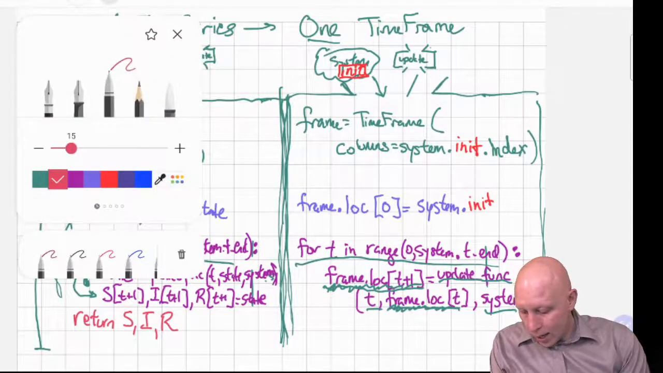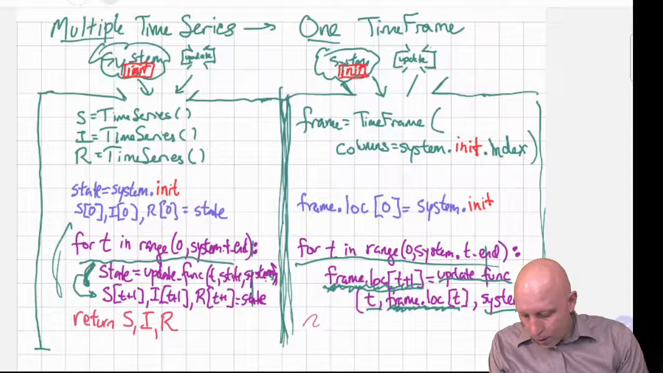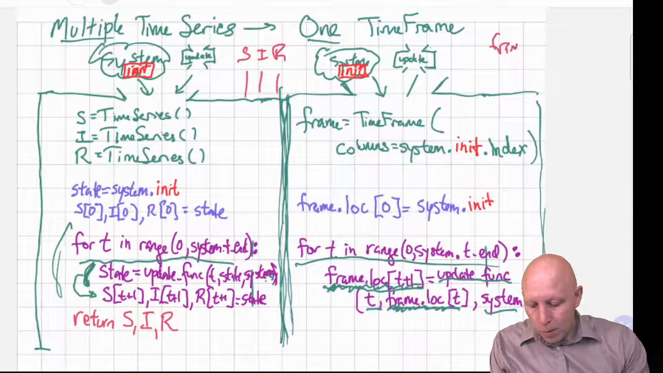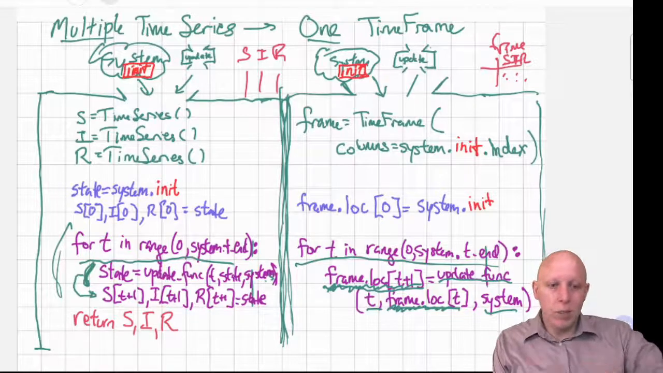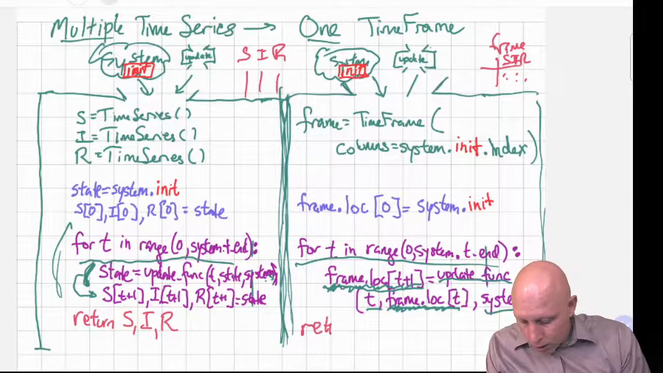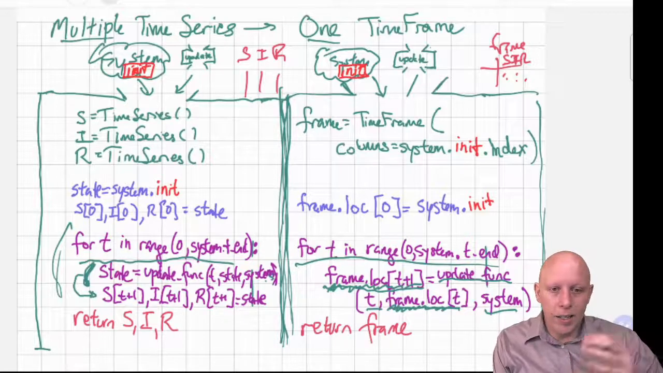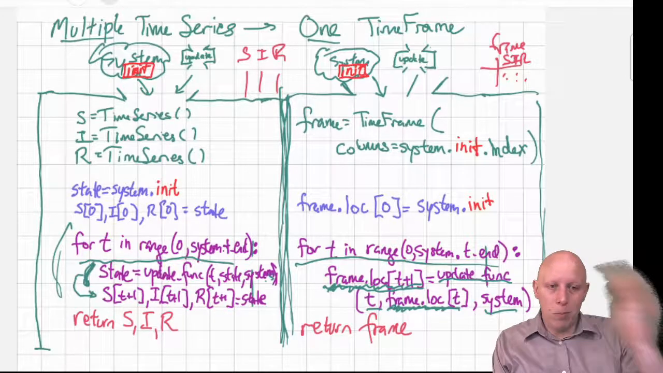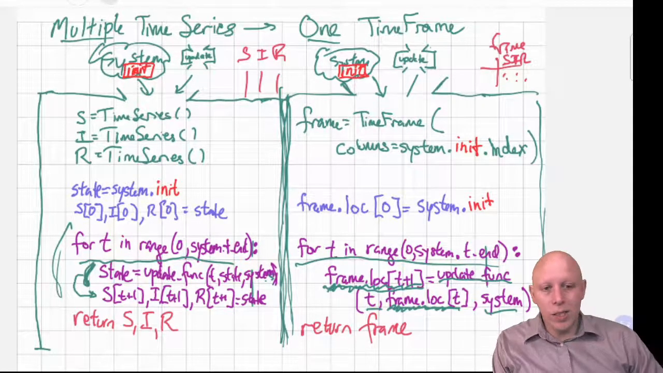All right, last, all this information, instead of being in an S, an I, and an R, is now in one frame object with multiple columns, S, I, and R. And we can now just pass out that one object instead of 3 objects. So we'll do that and we will return frame. And now this code is much shorter, but it applies to many more situations, which is always a plus.